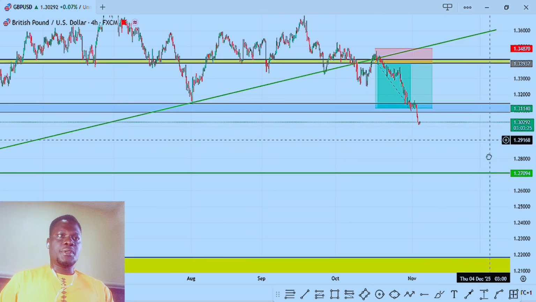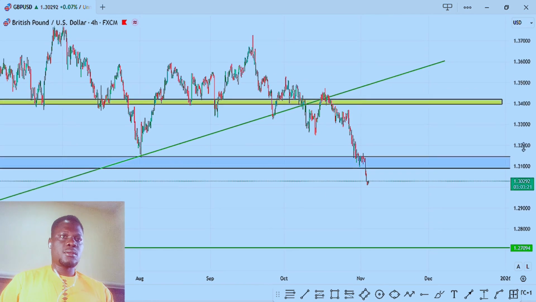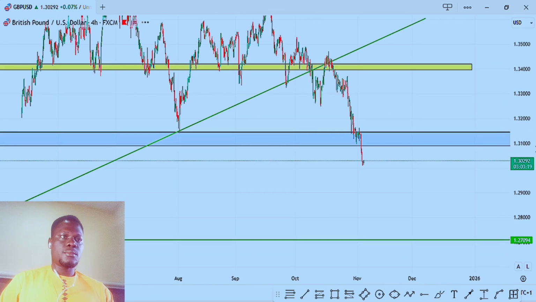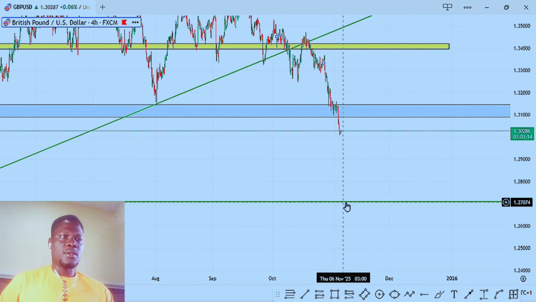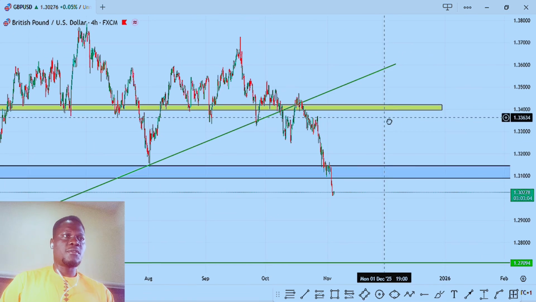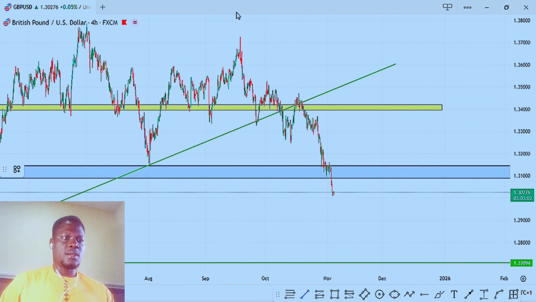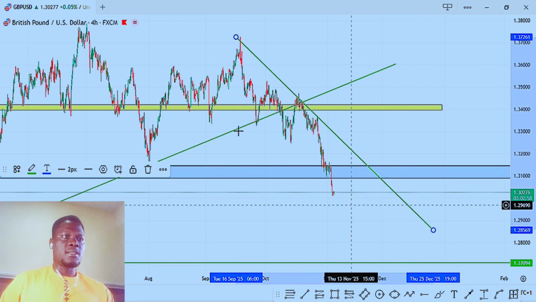On this GBP, let's delete this. We have broken out of this level. We're going to see a drop into this level, or we might just see another correction from here. But if I want to find another entry, I'm going to wait for the market to come and test this trend line.